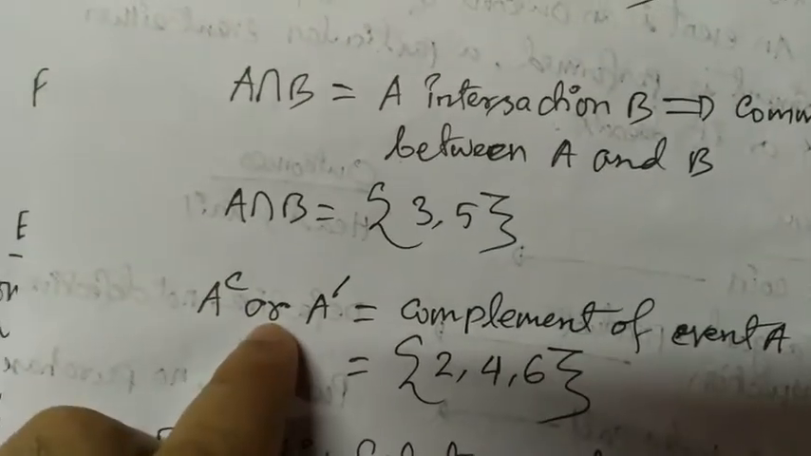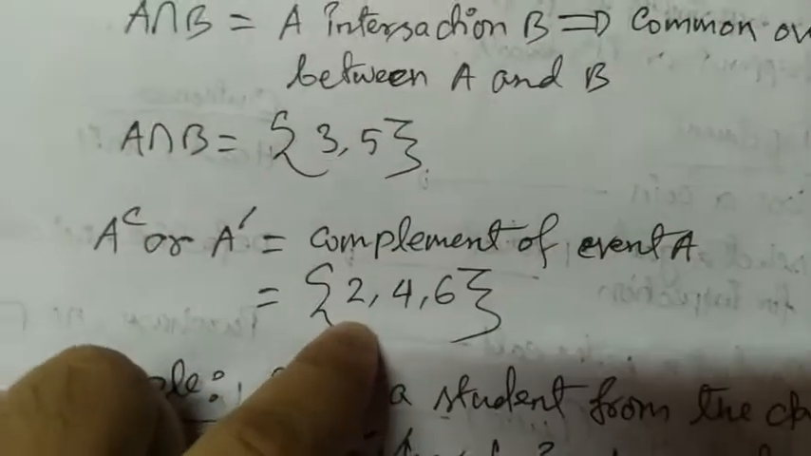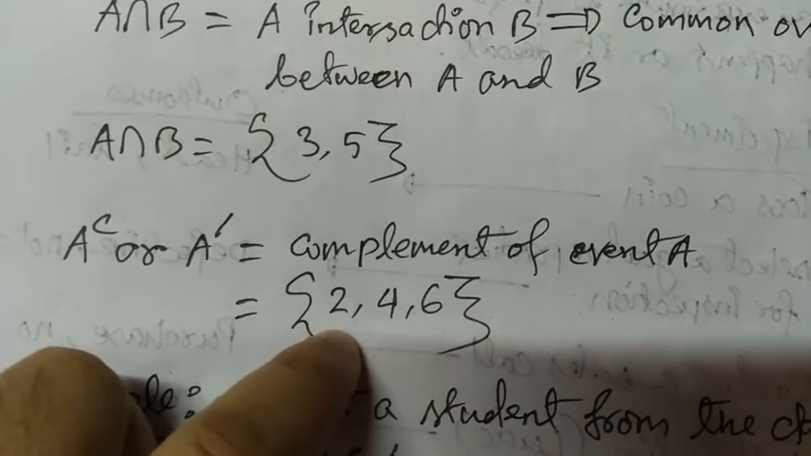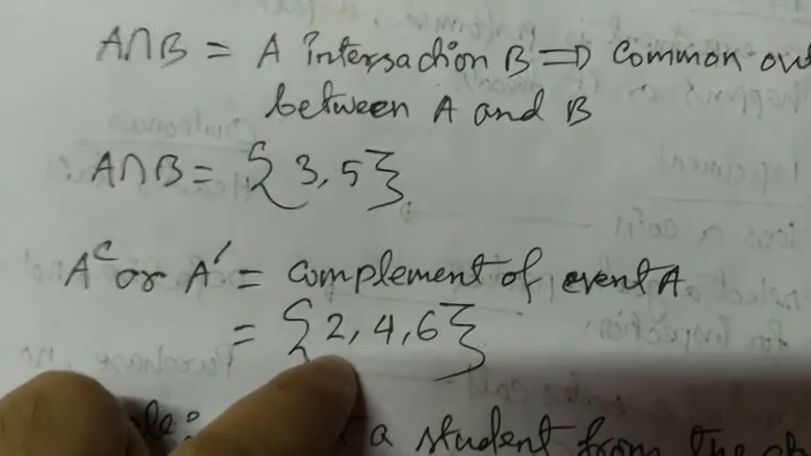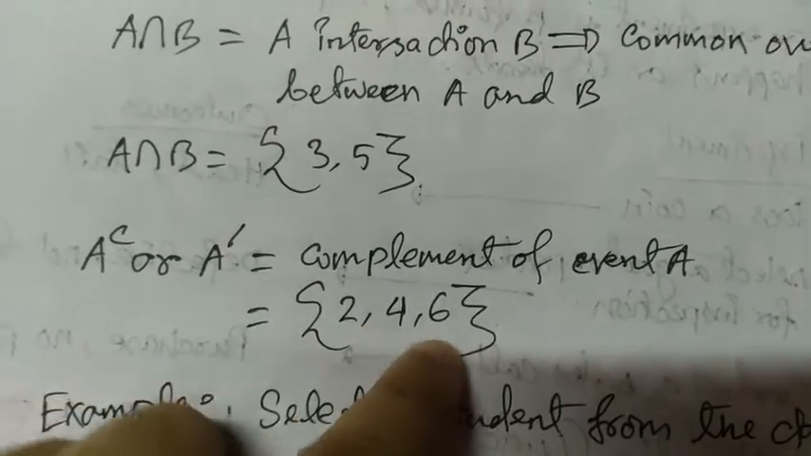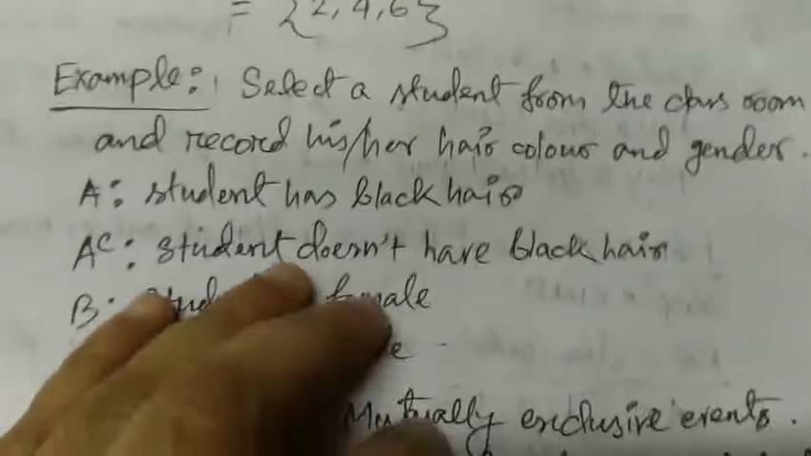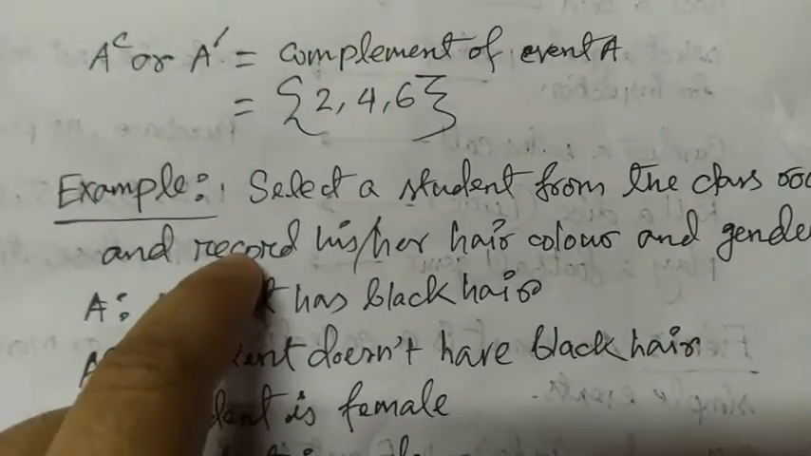So A complement, A C or A prime, means the remaining elements that we didn't include in event A. That means 2, 4, 6. Now let's check the next example.